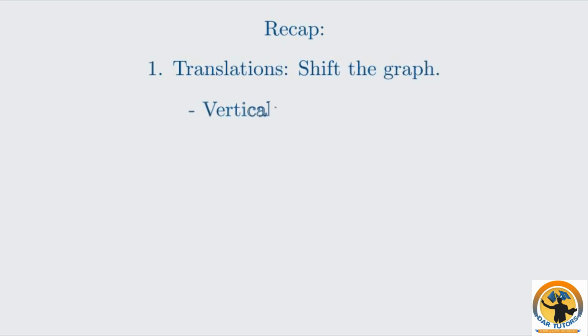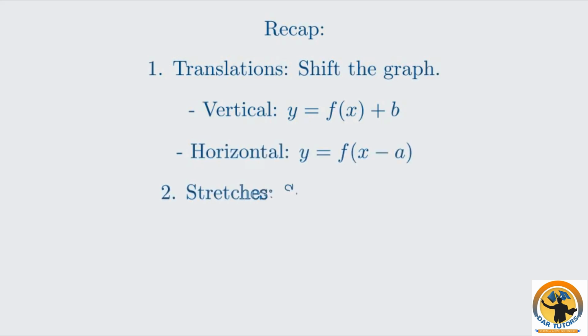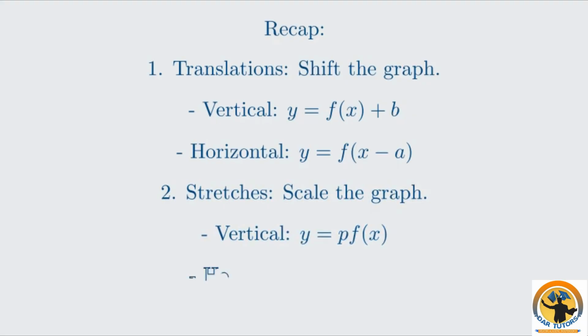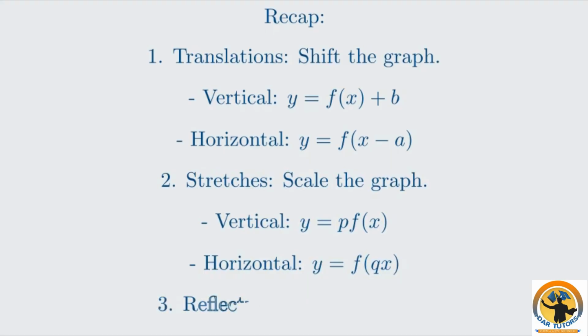Let's recap what we've learned today. We've explored 3 fundamental types of transformations. First, translations, which shift the graph. Vertical translations are of the form f of x plus b, and horizontal translations are of the form f of x minus a. Second, stretches, which scale the graph. Vertical stretches are of the form p times f of x, and horizontal stretches are of the form f of qx. Third, reflections, which flip the graph.